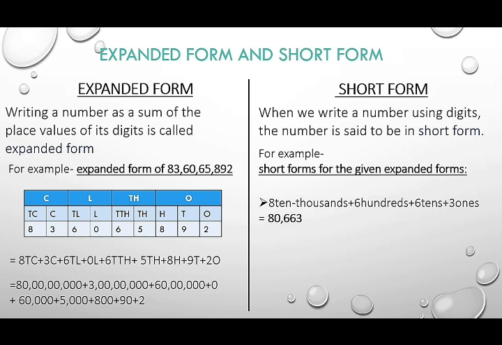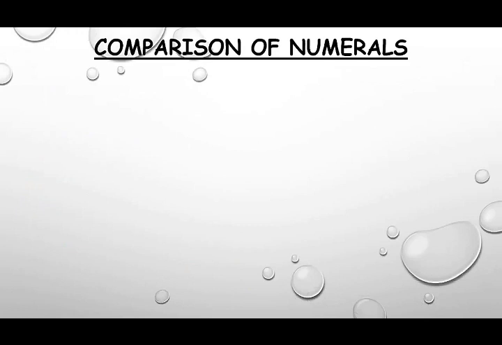For example, 8 10,000s plus 6 hundreds plus 6 tens plus 3 ones will be written as 80,663 in short form. Children, there is an easy way also to write the short form for the given expanded form. Simply arrange all the numbers vertically and add them.